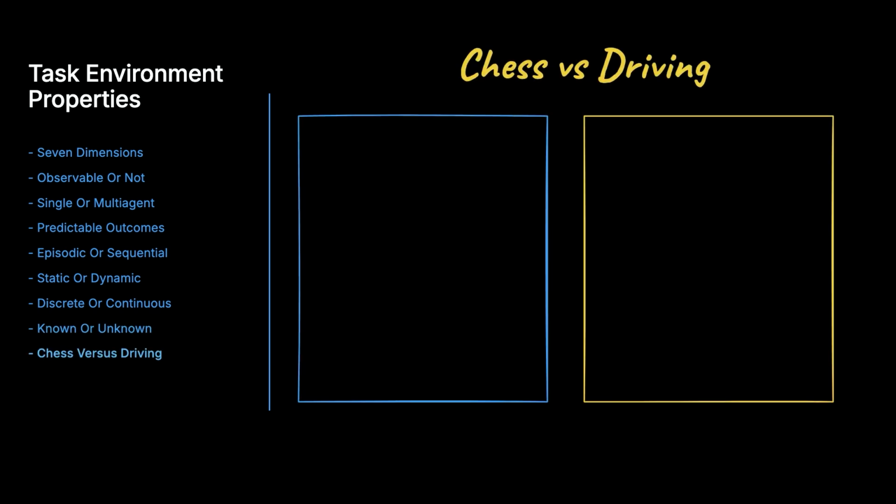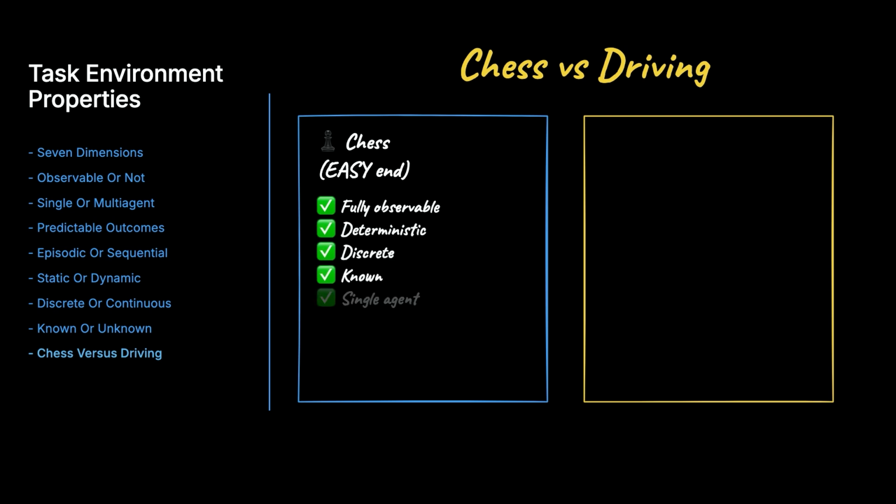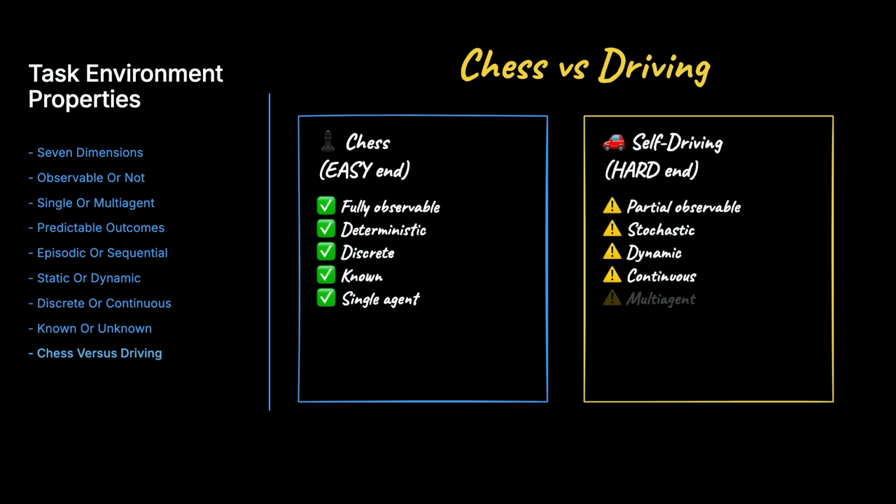Here is the anchor tying all 7 together. When in doubt, ask, is this more like chess or like driving? Chess is fully observable, deterministic, discrete, and known, sitting on the easy end. Driving is partially observable, stochastic, dynamic, continuous, and multi-agent, stacking almost every hard property at once. That is why self-driving is so difficult.